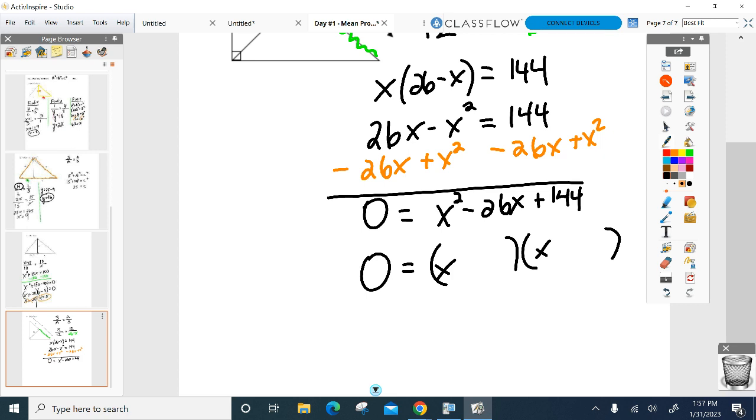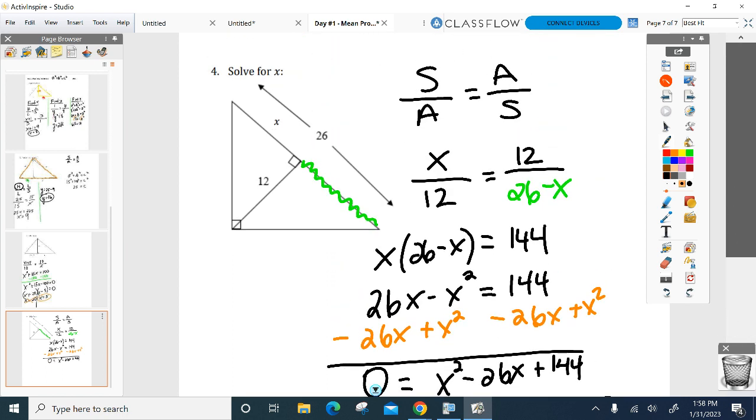We have two numbers. Will? Negative 18 and negative 8. 8 and 18. Yep. 8 and 18 multiply to 144. And if you put negatives in front, they add to negative 26. Watch what happens here now. X equals 18 and x equals 8. Go back up to my diagram. Any issues with those answers? No. So you're not going to reject every time.